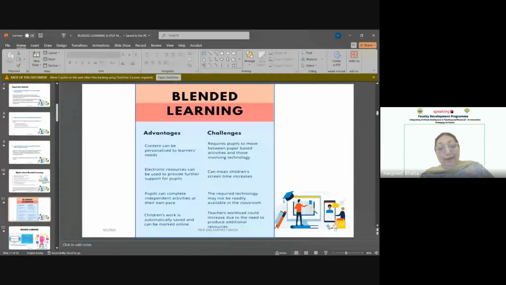Children's work is automatically saved, and you have the records for all times because it's saved online. And whenever a student wants a record of the work, you can provide it without having to hunt through a whole lot of cupboards for the material that you may have kept inside. Of course, it has its challenges as well, because it requires the pupils to keep moving between paper-based and online activities, and it's not always easy to make that transition.